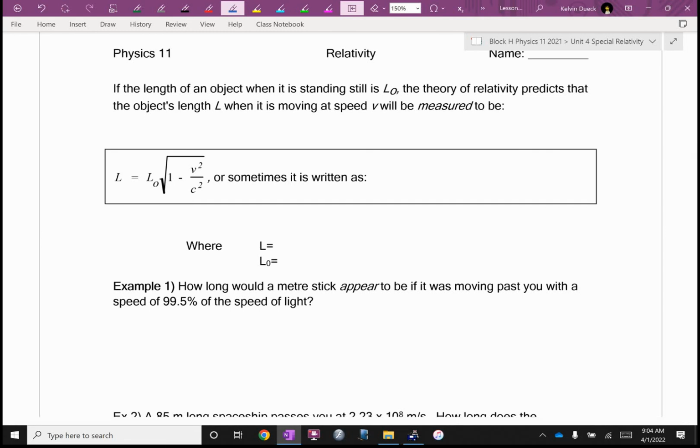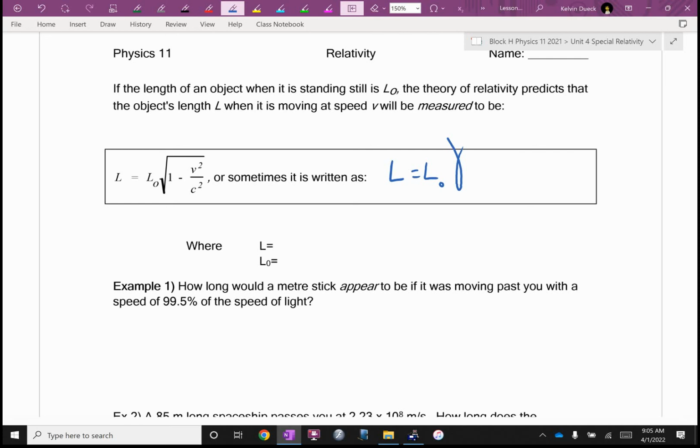I'm going to use L for length because I think that makes sense. Okay? If the length of an object when it's standing still is L0, the theory of relativity predicts that the object's length L when it's moving, speed v, will be measured to be L equals L0 square root of 1 minus v over c all squared. Although it's sometimes written as L equals L0 times that abbreviation. I'm going to use that abbreviation because it's less writing, and I'm a nerd, and it lets me use a Greek letter. To me, that's like a triple win. Okay.